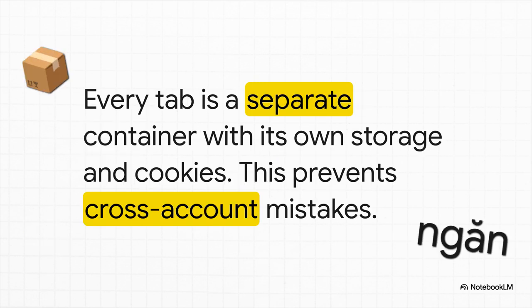And it gets better. Every single tab you open is like its own little locked box, a completely separate container. This is what's known as per-tab isolation. Why is this a total game changer? It means you can be logged into, say, 5 different client accounts for the same website all at the same time, right next to each other.